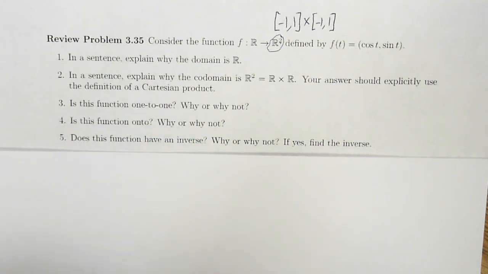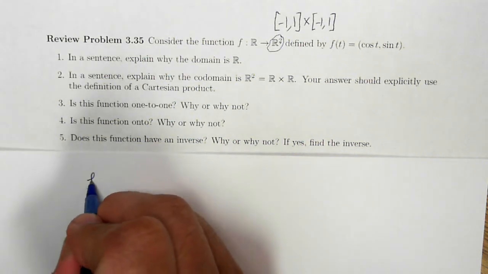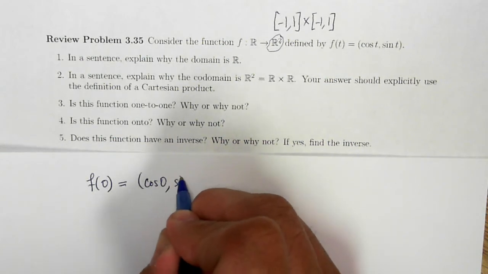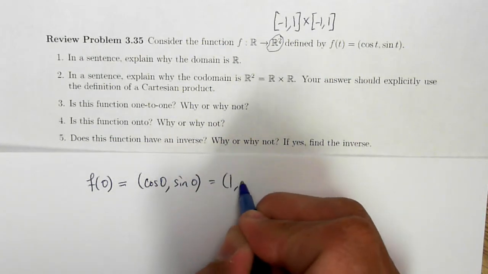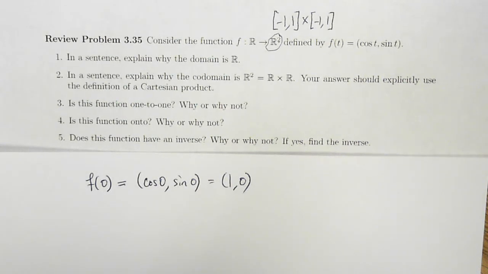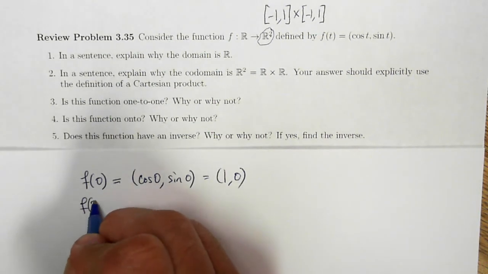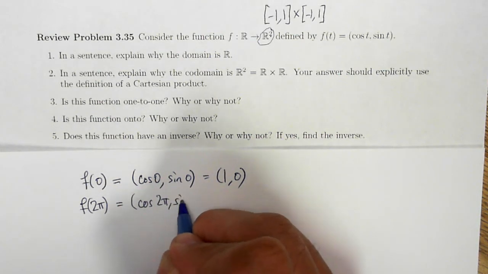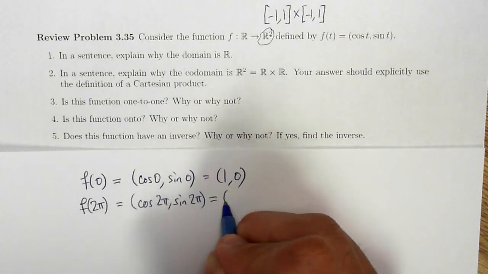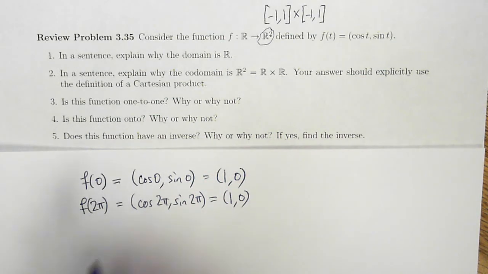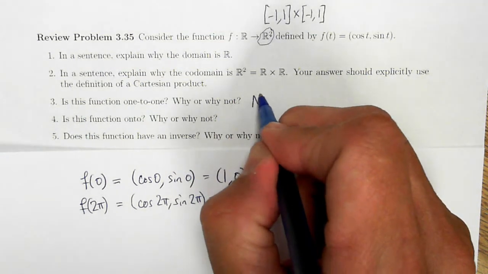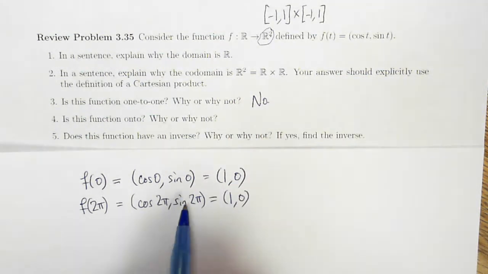All right, now the more interesting ones. Is the function 1-to-1? Why or why not? This is not 1-to-1. For example, if you take f(0), that's (cos 0, sin 0), which is (1, 0). So that's the ordered pair (1, 0). If I take f(2π), I get (cos 2π, sin 2π), which once again is (1, 0). So different inputs lead to the same outputs, so the answer is no, it is not 1-to-1. Here's an example to show why it's not 1-to-1.